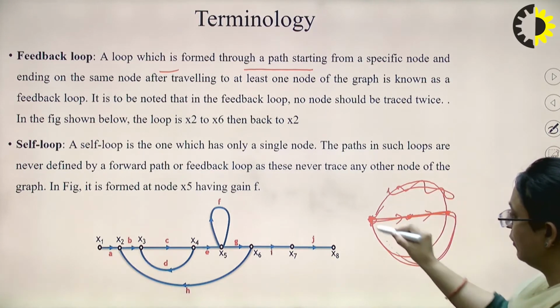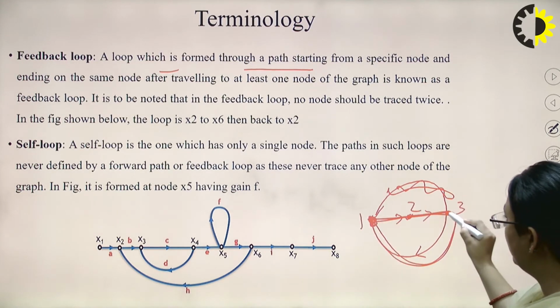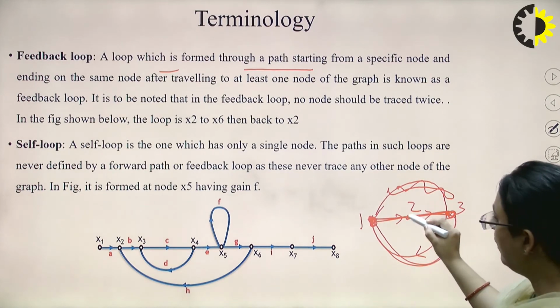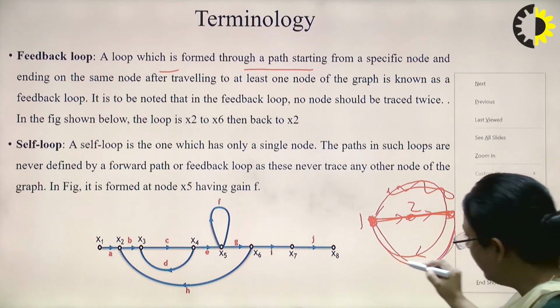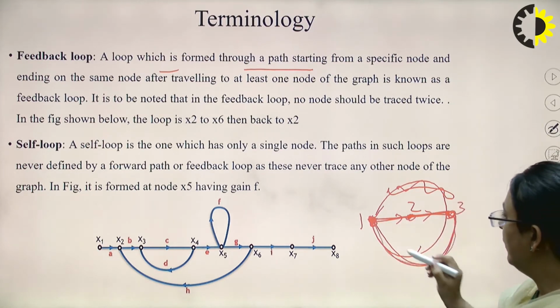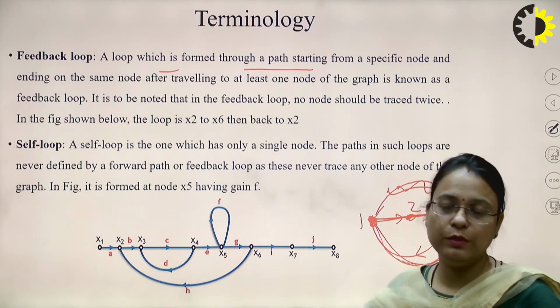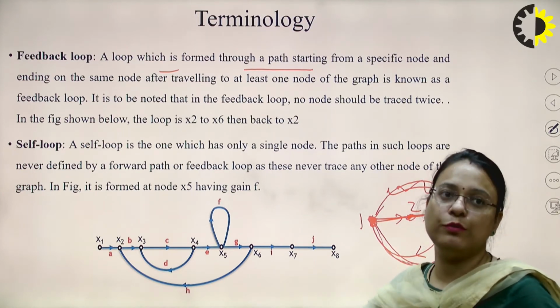This will be the feedback loop. It is started from here, node number 1, let's say 1, 2, 3, these are the 3 nodes. It is started from node 1, it is traveling to another node 2 and then till another node 3, and then it is ending at the node 1 only, okay? And there must be no repetition of the nodes. No node should be traced twice in case of feedback loop.